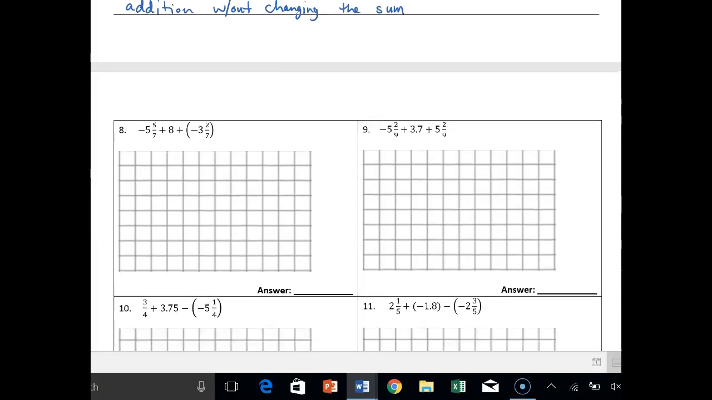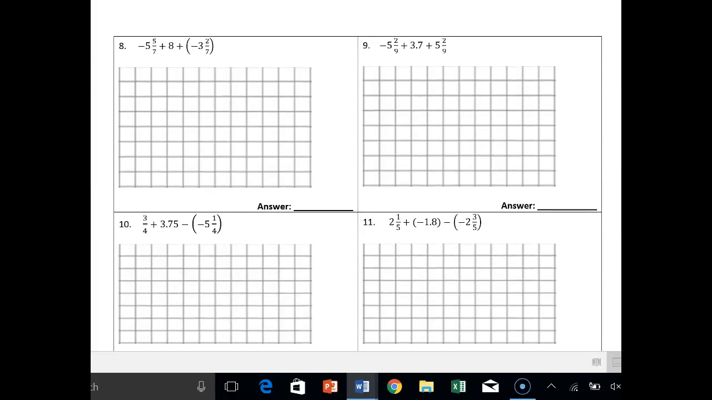All right, let's go over to the back side. On the back side, again, you're just going to practice splitting your mixed numbers and then trying to put like signs next to each other. So negative 5 and 5/7, that's negative 5 plus negative 5/7. And then we say plus 8, but then split this again, plus negative 3 plus negative 2/7, right? And once we do that, you'll hopefully see that you want to get the whole numbers next to each other and these fractions next to each other, right?